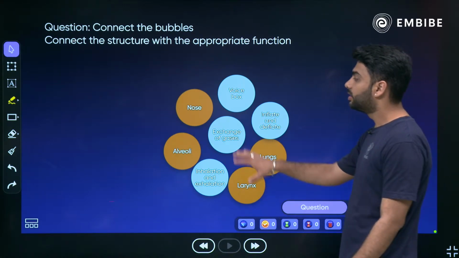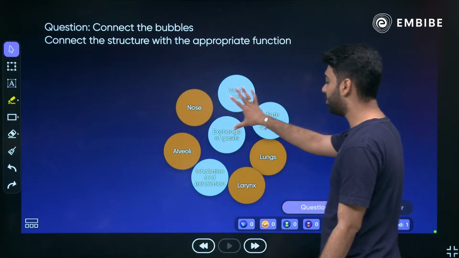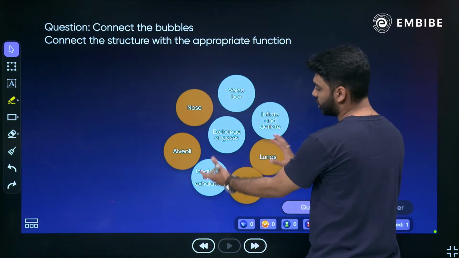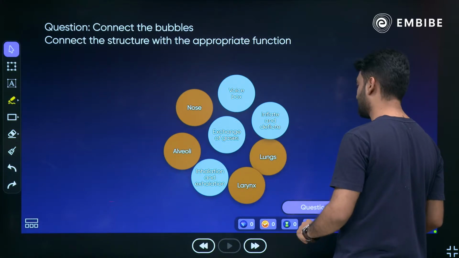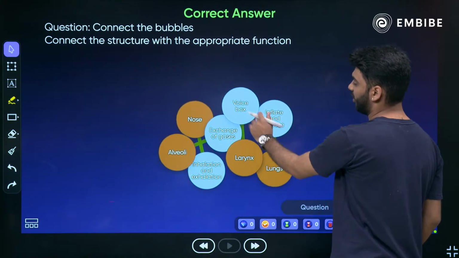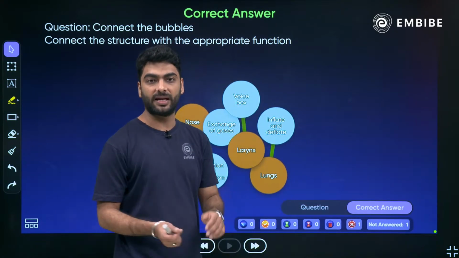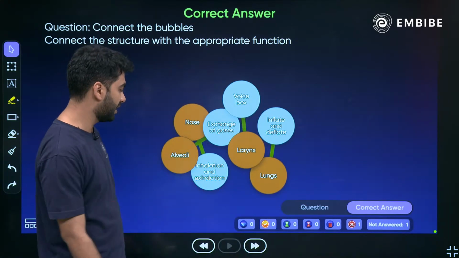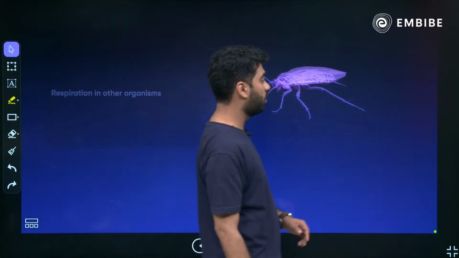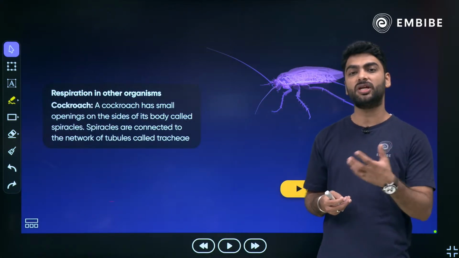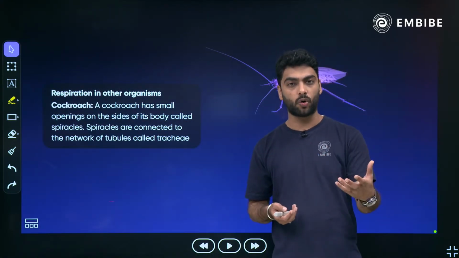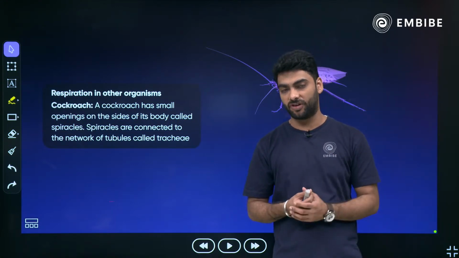Let's see. The nose will be for inhalation and exhalation. Alveoli will do the exchange of gases. The lungs will inflate and deflate, whereas the larynx will be your voice box. Absolutely correct. Yes, very good, Galax. Amazingly awesome. Moving on, we talk about respiration in other organisms like cockroach, like the earthworm and the fish.